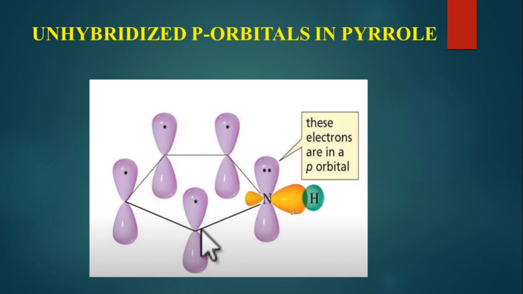Another point is that each carbon atom and nitrogen atom possesses an unhybridized p atomic orbital, and these are perpendicular to the plane of sigma bonds. The p orbitals on carbons contain 1 electron each, and the nitrogen contains 2 electrons, that is the lone pair of the nitrogen. The lateral overlap of these p orbitals produces a pi molecular orbital containing 6 electrons, an arrangement that is frequently referred to as an aromatic sextet.